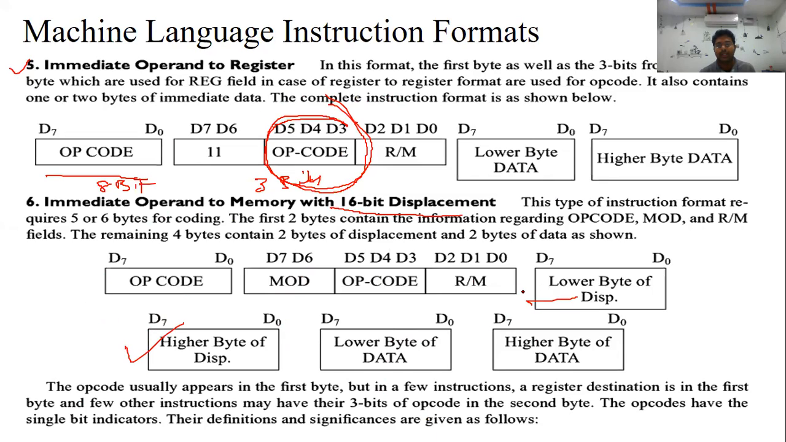So it forms the 6-byte instruction. This is the 6-byte instruction, but this one is the 4-byte instruction.